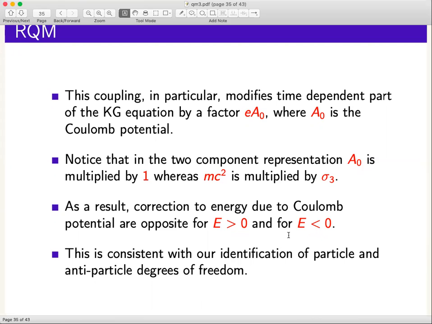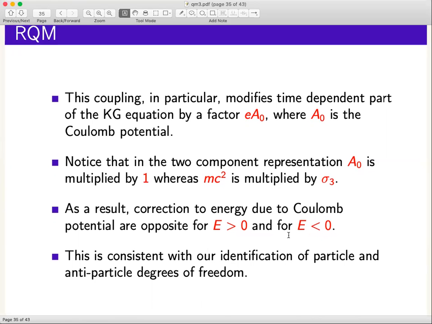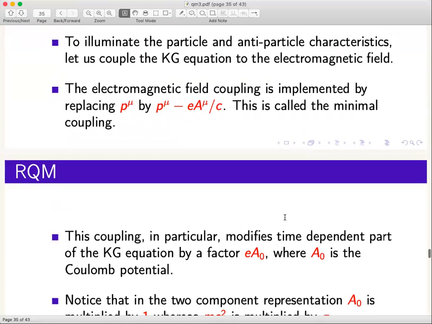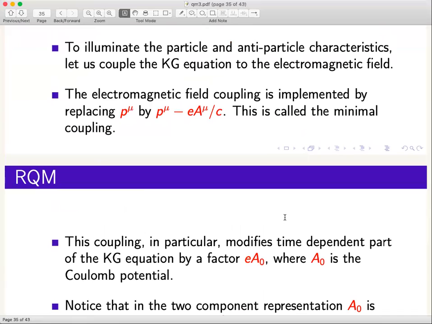So, one question: who started giving this kind of formulation, using two components, eta and chi? It was not Schrodinger, right? Schrodinger did not use the two component formulation. In fact, he used the scalar formulation.